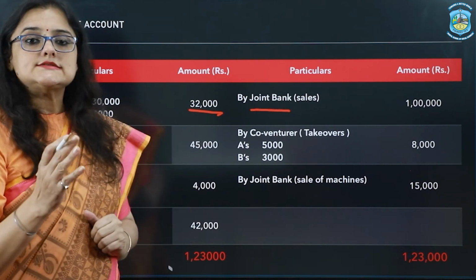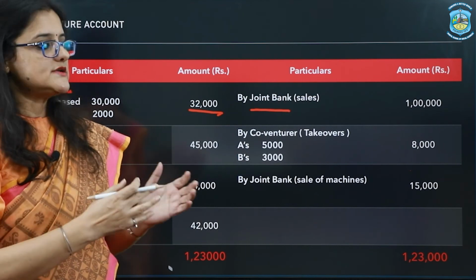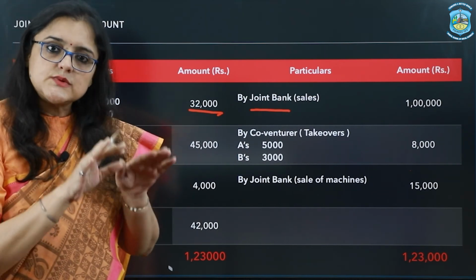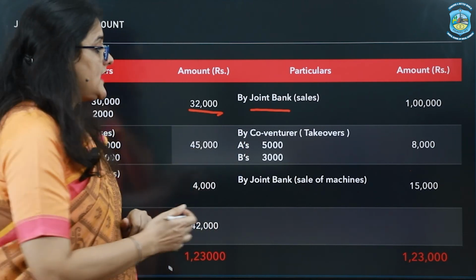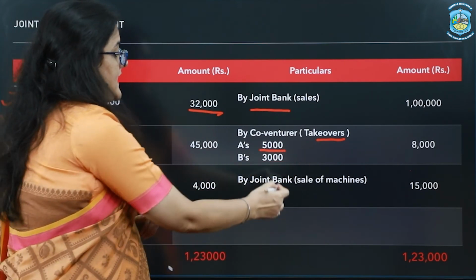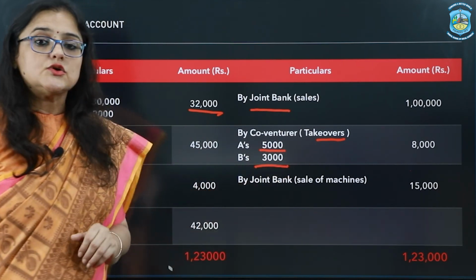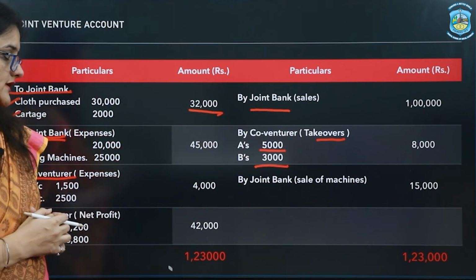Then there is a takeover. Takeover is also treated as the income of the joint venture because this much of claim of the partners will be reduced. So in the co-venturers account, in the name of co-venturers, we have written the takeovers. A has taken 5,000 worth of material and B has taken 3,000 worth of material. Total 8,000 is also recorded in the credit side of the joint venture account.